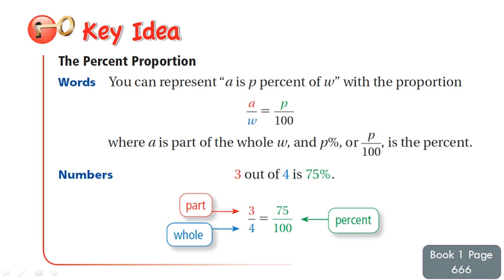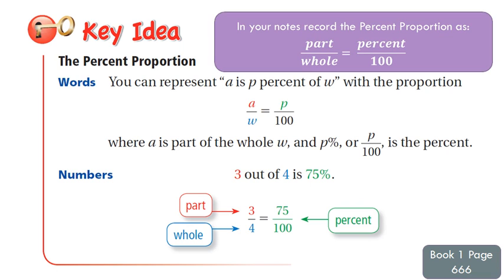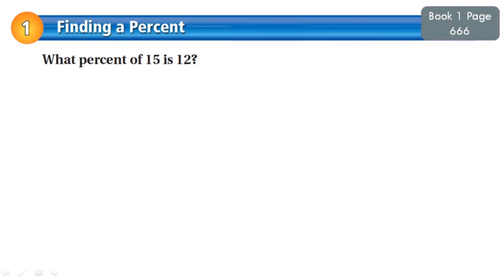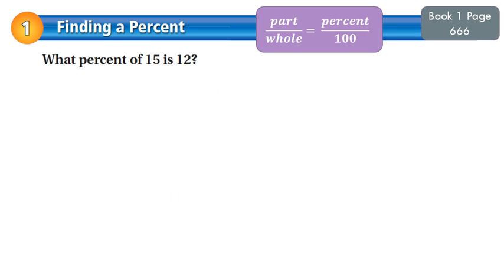Let's take a look at some examples. What percent of 15 is 12? In this case, what is missing from that proportion? Is the percent missing, the part, or the whole? Since we don't see a percentage sign, we know the percent's missing, and that will be the numerator of the fraction of 100. So, using this key here, we write the percent proportion, always starting off with a formula.